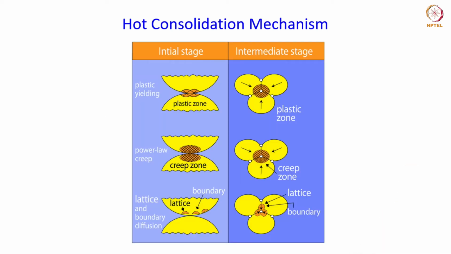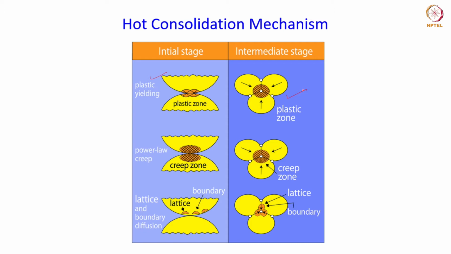So again coming back to the mechanisms of the hot consolidation process, this diagram also shows the mechanisms as a model considering spherical particles in contact. Here you can see that at high stresses, when the stress exceeds the yield strength of the material, plastic deformation begins and the densification occurs instantly once the plastic deformation begins, okay? That's what you see in the first set of pictures.